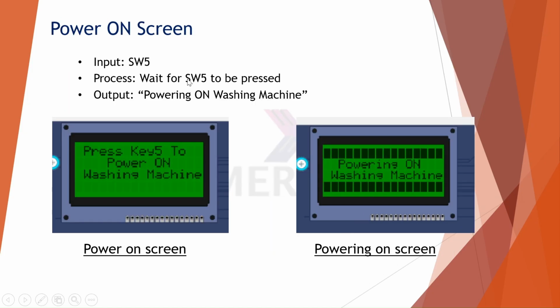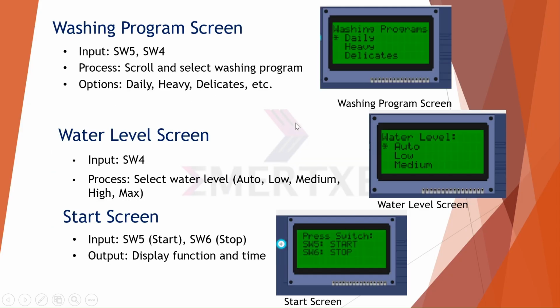Now, the power on screen. Input, we have switch 5. If we press switch 5, then the power on screen is on, and it will show a powering on washing machine message. Next, we have the washing program screen having 12 washing programs: daily, heavy, delicates, wet sheets, expert store, wash only, spin only, rinse plus dry, etc. We use switch 4 to scroll between them. To select a particular program, we have to long press switch 4.